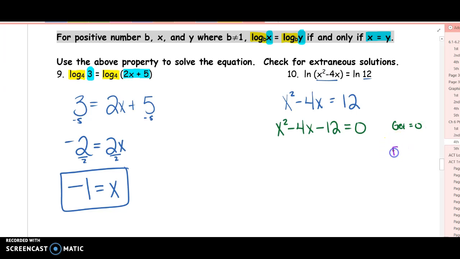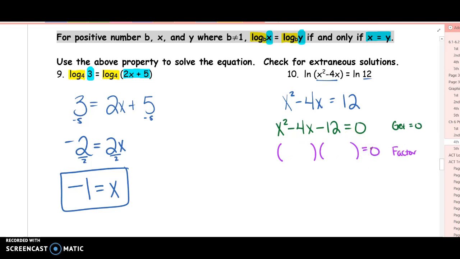Next, we want to factor. Now, some of you are really, really good at factoring. Some of you are still terrified of factoring. If you are terrified of factoring, come see me before school, after school, or during Wildcat Hour. I will work with you on factoring, and I will help it to not be scary, because it should not be scary. We are going to keep using it over and over in this class.